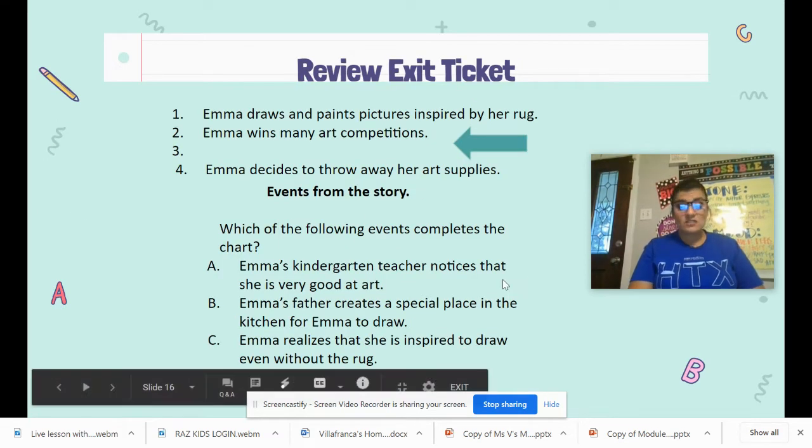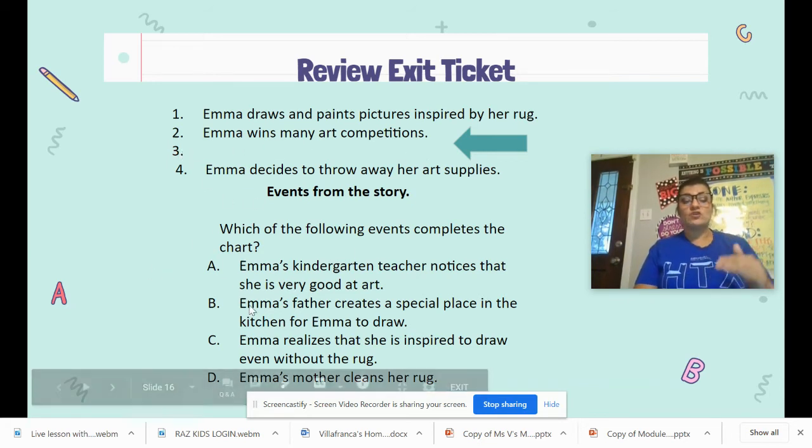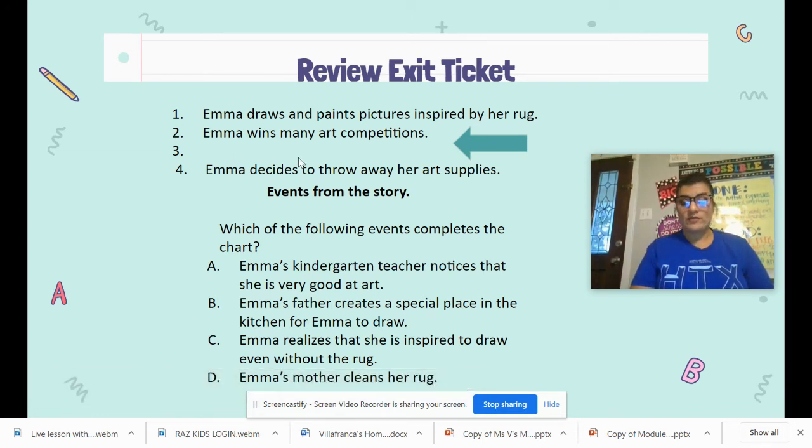So then the last question is your question number 4. Now this one is going to have events, okay? You're going to have number 1, number 2, number 3, and 4. So they're events that happen in order in Emma's Rug. But you're going to have to figure out what event happened on the third one. So you're going to say, which of the following events completes this chart? So of course, in your form, you'll have a chart, right? But here, I just have it empty, number 3. So you're going to answer which one of these goes in there for number 3, okay?